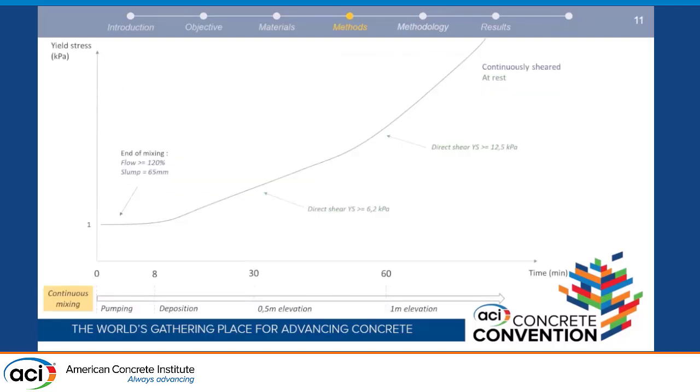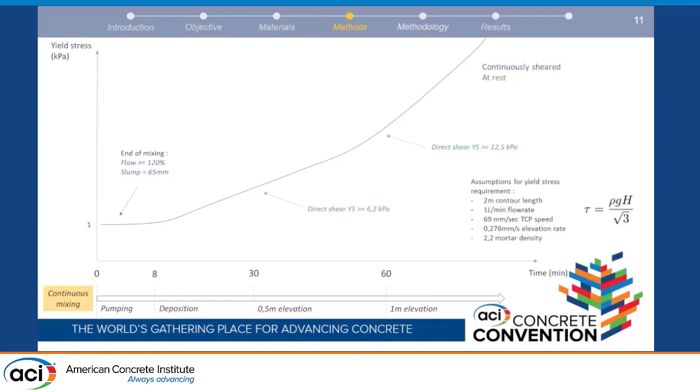And so to sum up, this is the profile of a yield stress evolution that we want for a continuous mixing system. We have the competing objectives at the start of the mentioned flow and slump. And we set an arbitrary buildability criteria. We wanted a 0.5 meter elevation at 30 minutes and a 1 meter elevation at 60 minutes, which correspond to 6.2 kPa and 12.5 kPa respectively. So as I said, it's arbitrary.